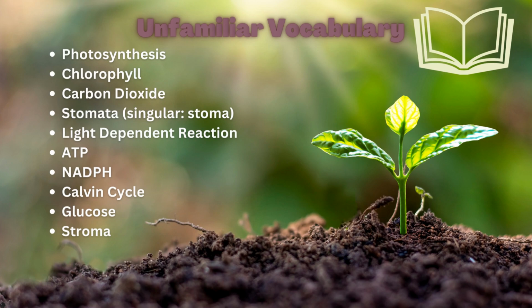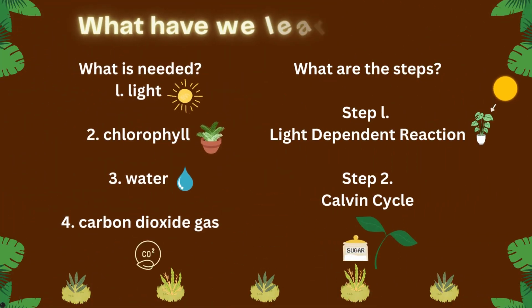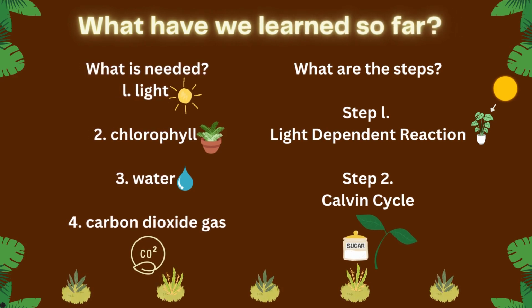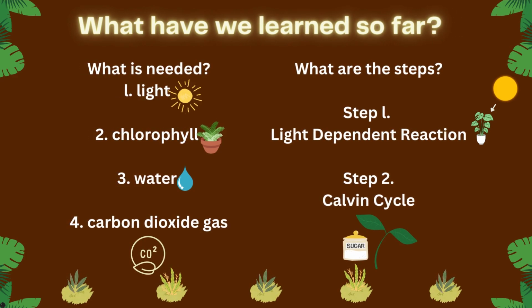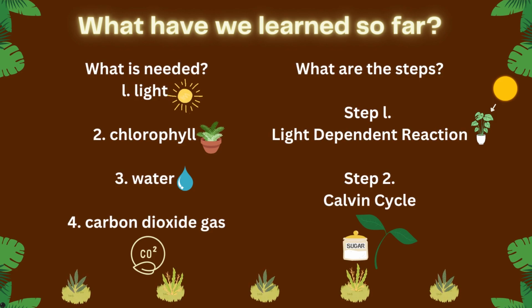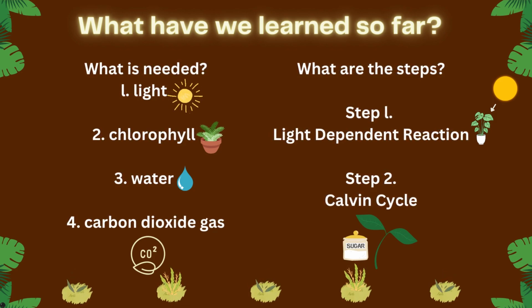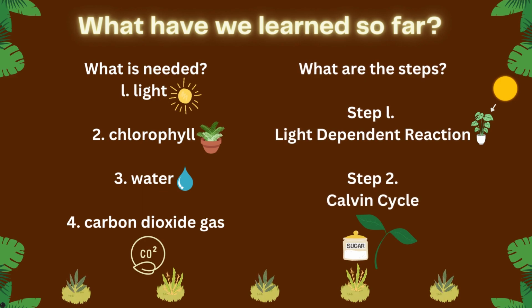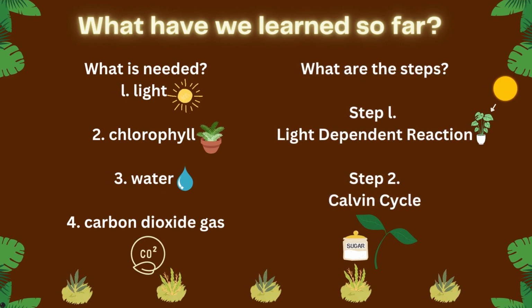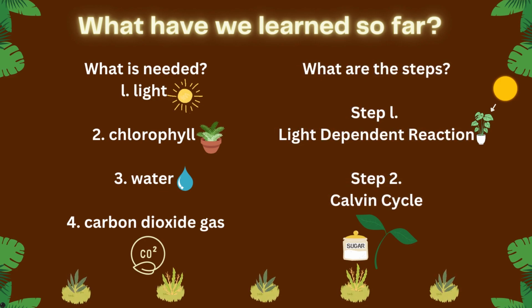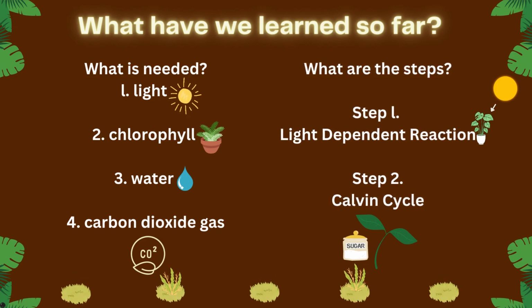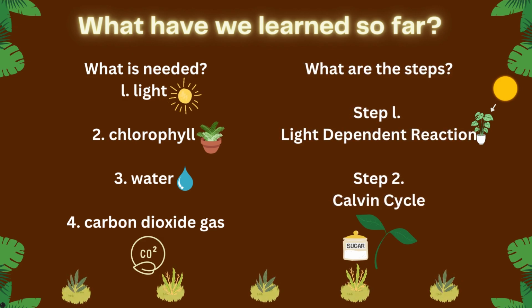Now, let's take a minute and review everything that we've learned so far. We've learned that photosynthesis requires four things: light, which comes from the sun; chlorophyll, which is the green that we see in plants; water, which plants take from soil through their roots; and carbon dioxide gas, where plants take in carbon dioxide from the air through stomata.